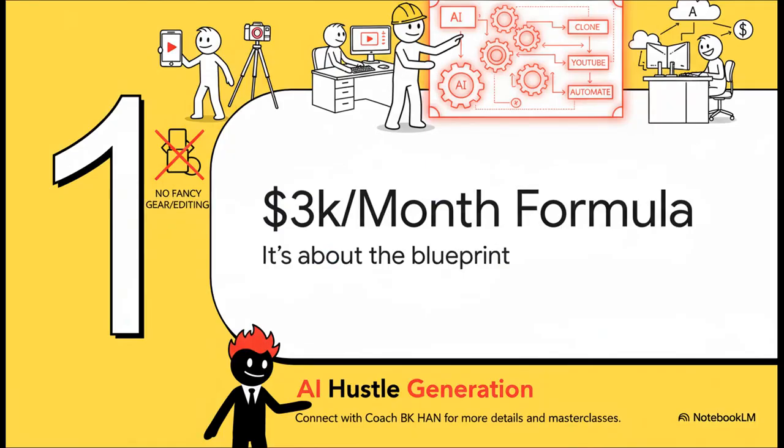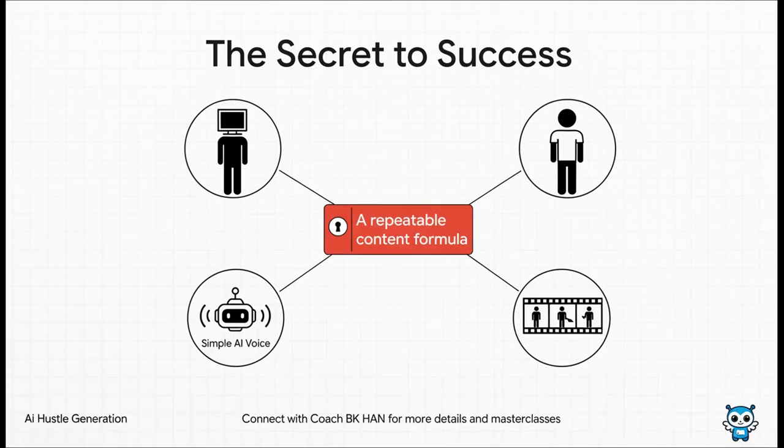All right, first things first, let's really look at that $3,000 a month formula. The most important thing to get here is that its success had nothing to do with fancy editing or expensive cameras. It was all about the blueprint. And when you break it down, the parts are so simple it's almost funny. The channel, totally faceless, no personal brand needed. It used a basic AI voice and some really simple animation. The real magic, the thing that made it grow so fast, was that consistent, repeatable content formula.